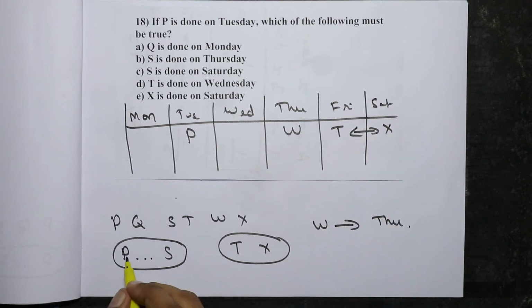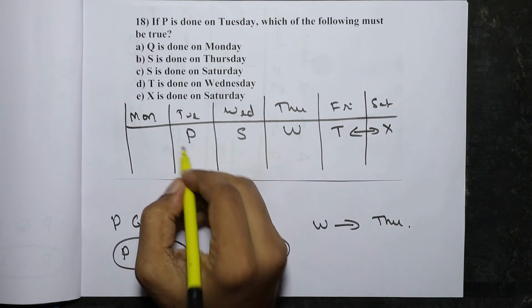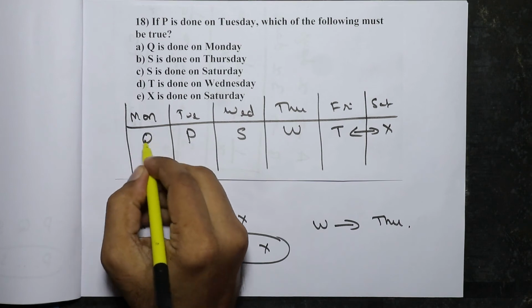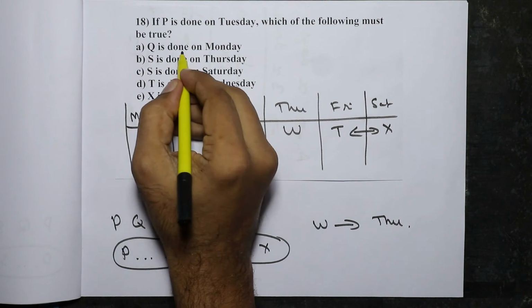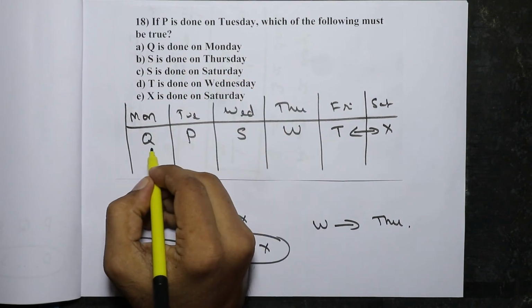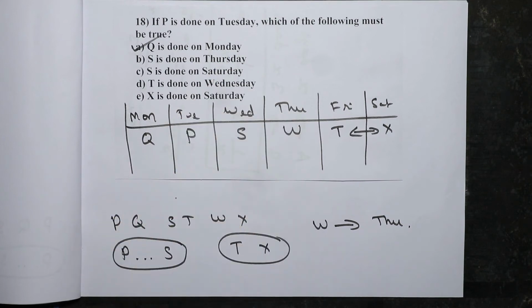Then after P there should be S. So S should be done on Wednesday and the only work left is Q, and Q should be done on Monday. So what must be true is Q is done on Monday. That must be true. Hence option A, Q is done on Monday, is the right answer.